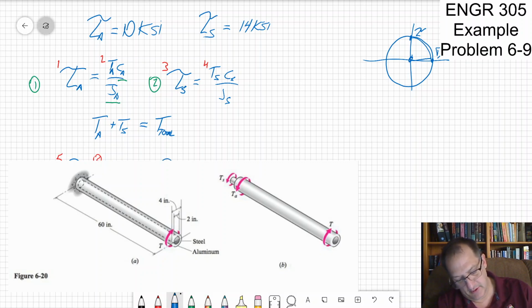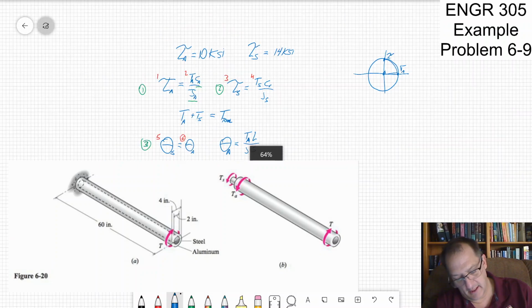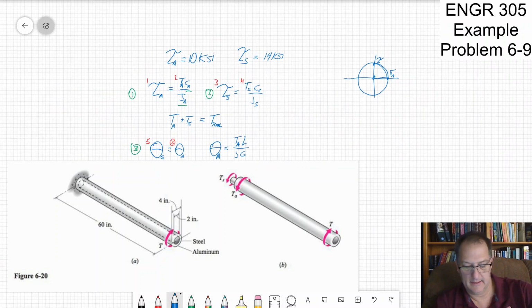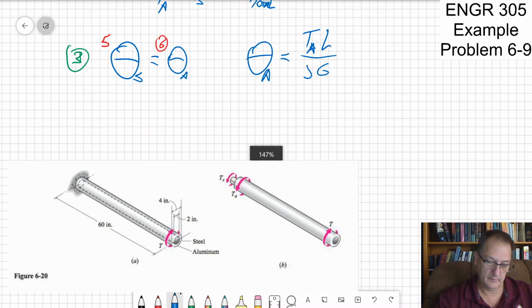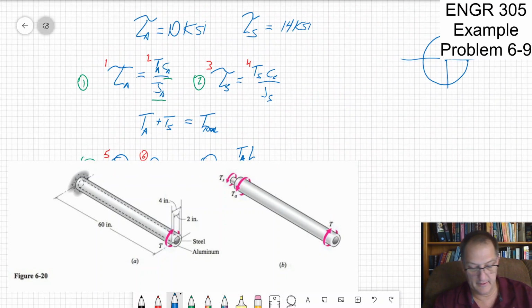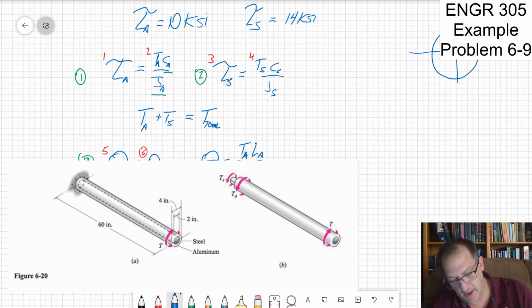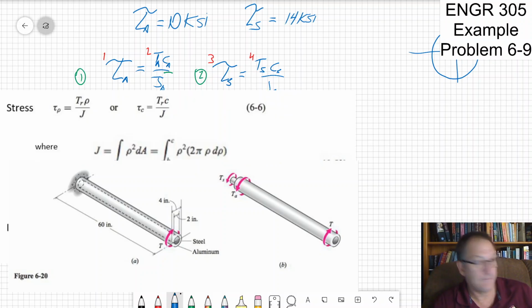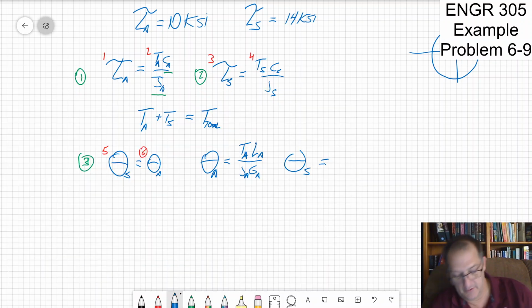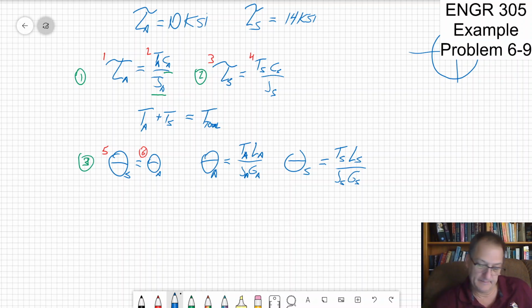theta of the aluminum equals torque of the aluminum L over JG, and I got to put, oh man, L over J aluminum, G the aluminum, and theta of the steel is equal to, let me get rid of this for you. Took a couple tries. Theta of the steel is torque of the steel, length of the steel, J of the steel, G of the steel.